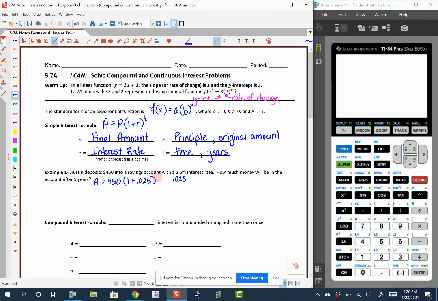And we want to do this for a total of 5 years. So our exponent for t is going to be 5. We're going to be using our calculator to help us calculate, and you can pretty much just type this whole thing right into your calculator.